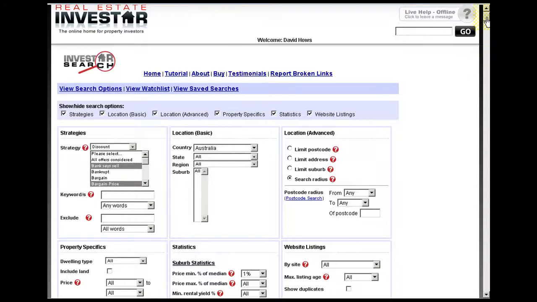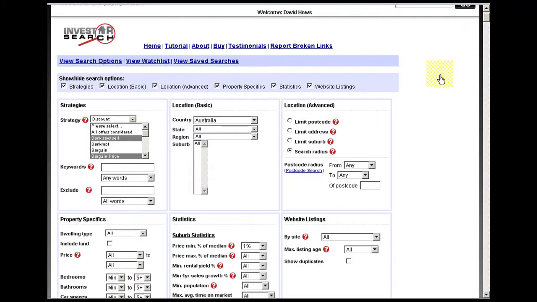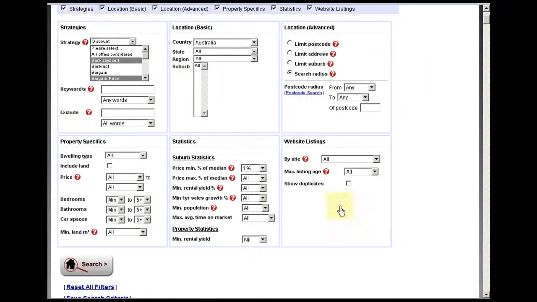Investor Search is a search engine that works a little bit like Google. We download the listings from the major real estate sites across 2 countries and allow you to search over 700,000 live listings. So just a quick overview of the Investor Search dashboard, and I guess why this is a powerful platform for investors to search the market.